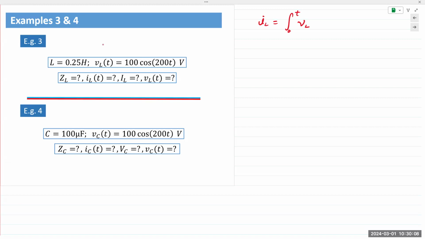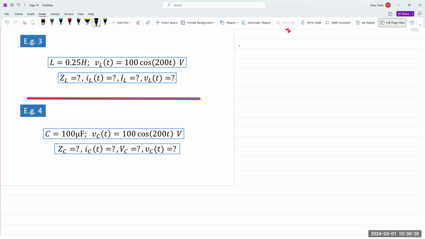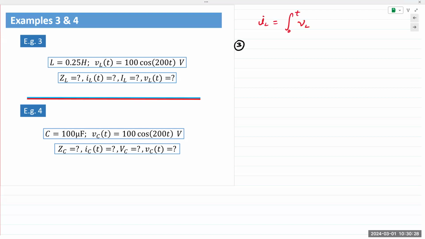Okay. So that's what we're going to do for example 3 and 4. We're simply going to apply Ohm's law, perform complex number math, and that's it. We'll have our answers. Okay. So let's look at example number 3 first. Example number 3, we are given an inductor of 0.25 Henry.